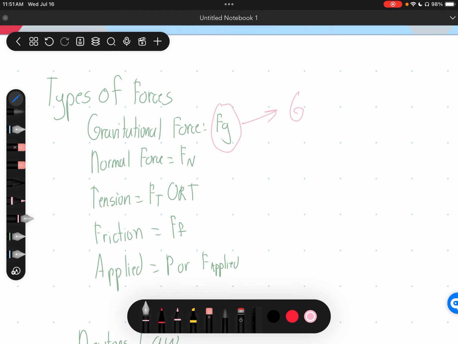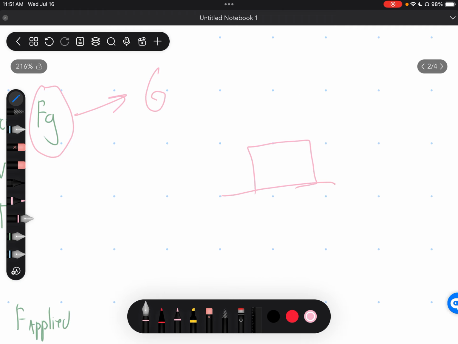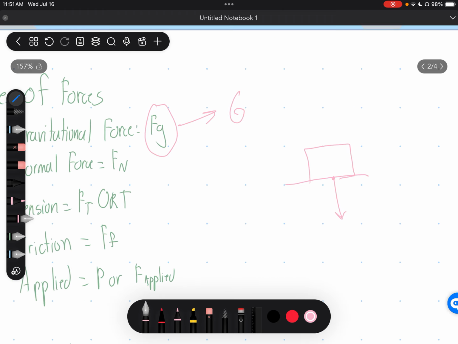Well, gravitational force is seen in a bunch of stuff. If we were to have a box that's just sitting on a table that's on Earth, you have to assume it's on Earth, then there's gravitational force getting pulled down to the ground. You'd write it as Fg like this.